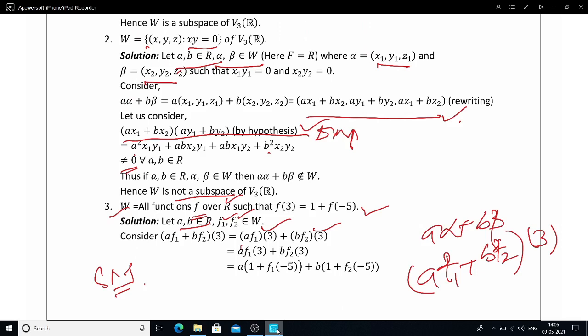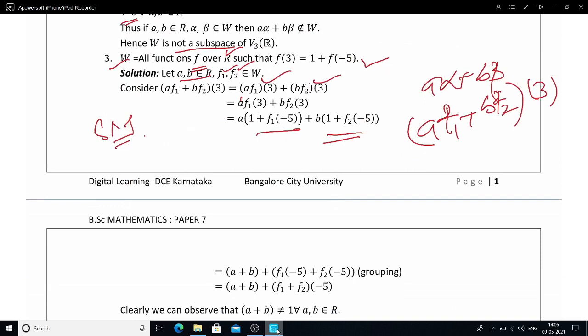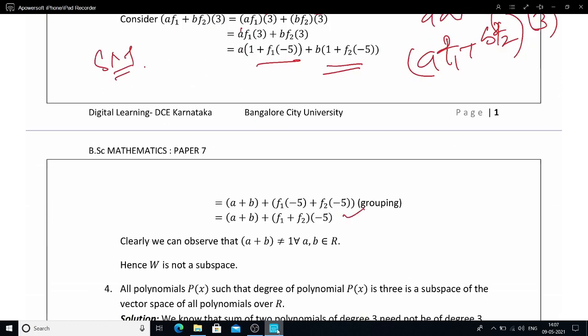A dot of f1 of 3, b dot of f2 of 3. Using the condition of the example, f of 3 is replaced by 1 plus f of minus 5. In place of f1, we have to take f1 as well as f2. Grouping, we get a plus b plus f1 of minus 5 plus f2 of minus 5. This is same as writing a plus b plus (f1 plus f2) of minus 5.